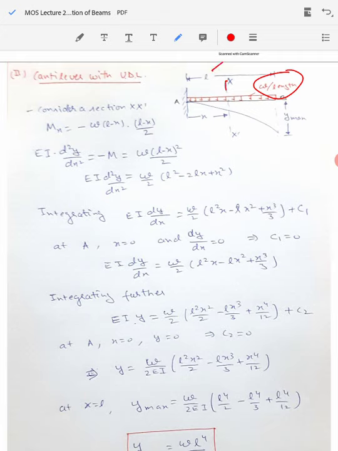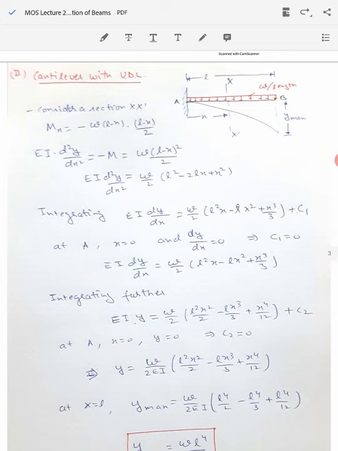We are considering a section XX dash at a distance x from the fixed end, that is A, which is where x equals 0. So we are considering a section XX dash at distance x from the fixed end A. Obviously again the maximum deflection will occur at the free end, which is at B. Here it is shown as y max.